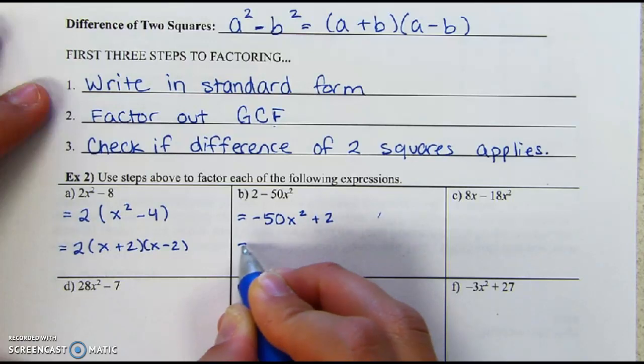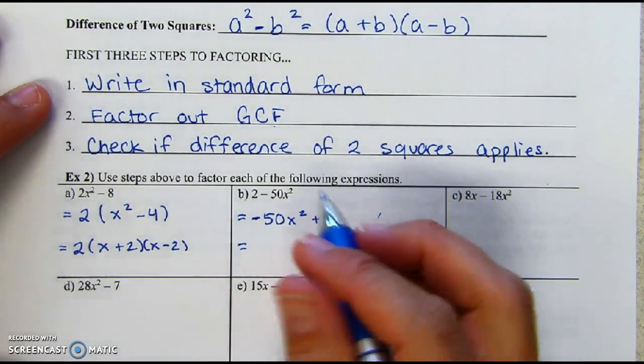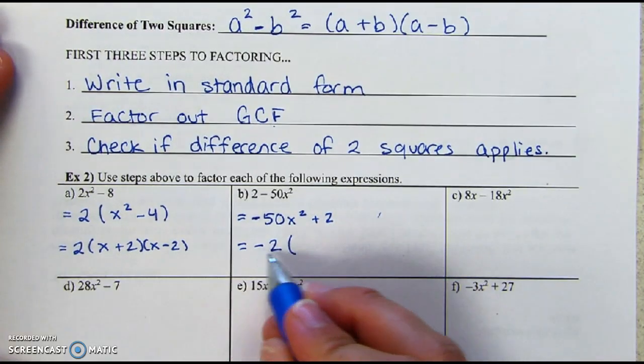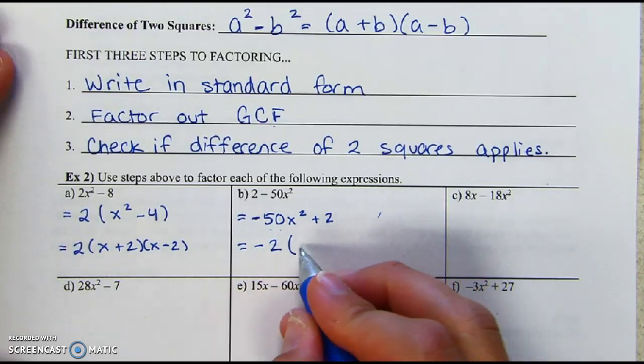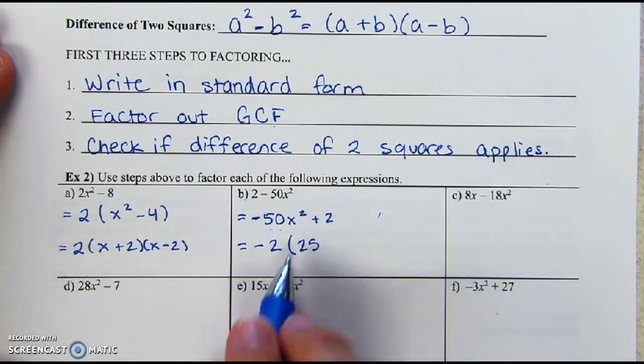What's the greatest common factor? A 2, but is there a leading negative? Do you see that leading negative? Yep. So we're going to factor out a negative 2. Okay, ready? Negative 2 times what is negative 50? Negative 2 times 25. Oh yeah, how come we didn't take out an x?